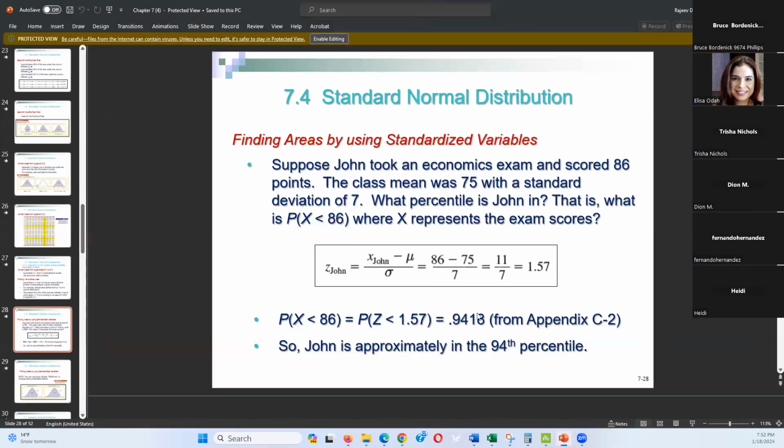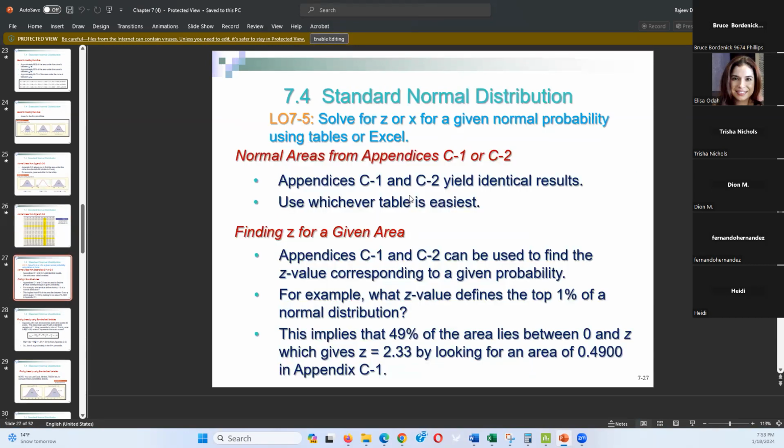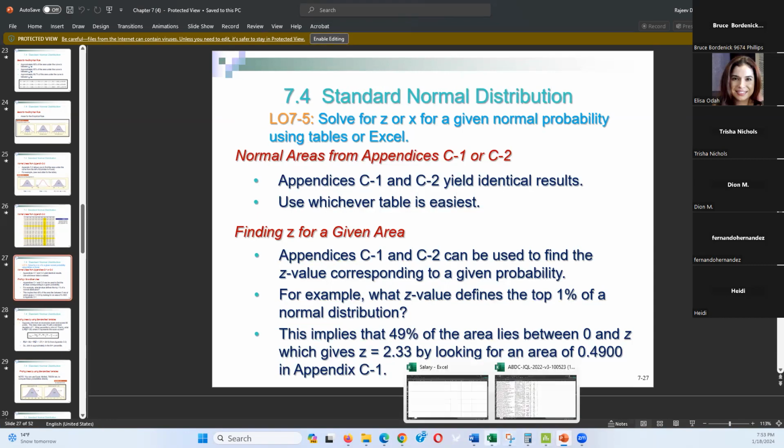Now I go further. So basically, this is the application of this. So 94 percentile. This is the traditional way, when you use the appendix or the standard normal distribution table that I learned in my past, using the table to do all these calculations. But you have Excel, so let me demonstrate this to you in Excel.